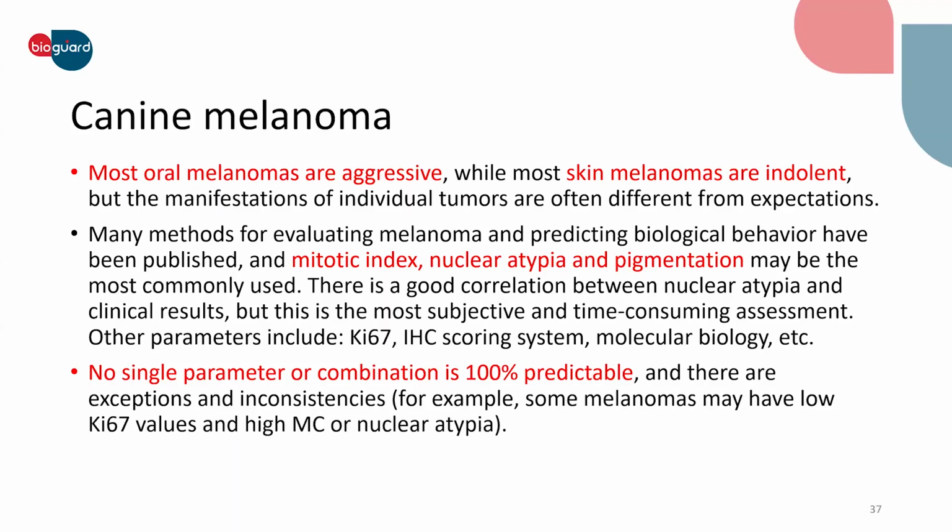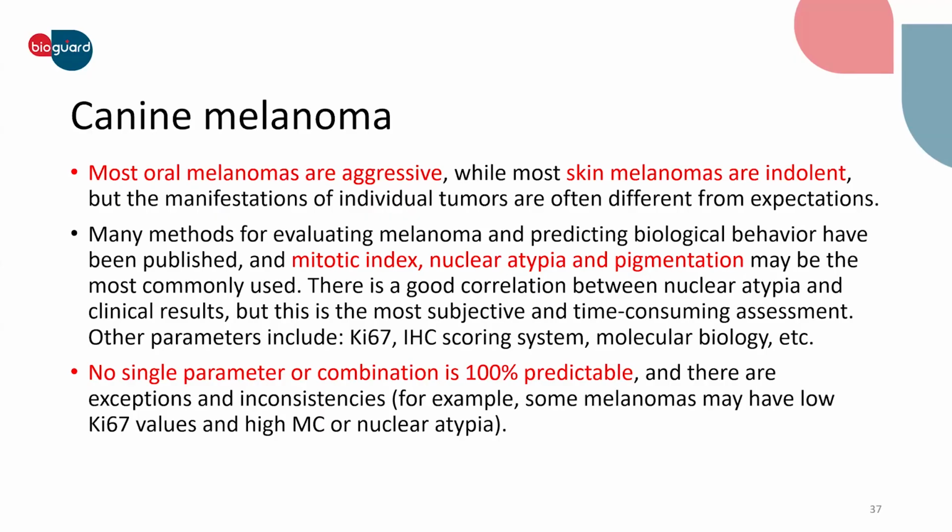We usually look at a few key features. The first one is mitotic index, the second one is nuclear atypia, and the third one is pigmentation. Among these, nuclear atypia often gives us good clues about outcomes, but it is also subjective and takes time to assess. We also have some other tools like the Ki-67 index, IHC scoring systems, and even some molecular markers.